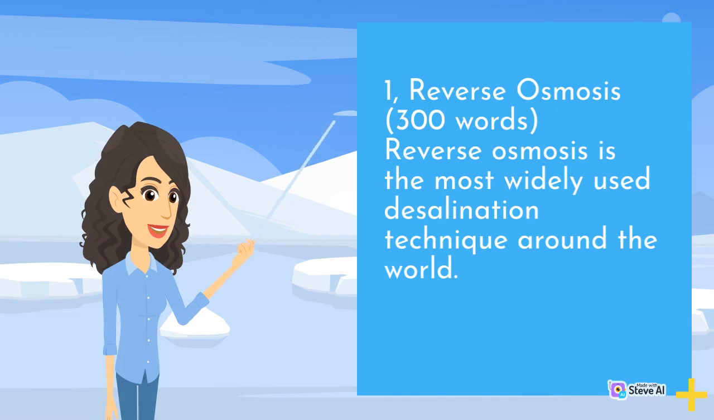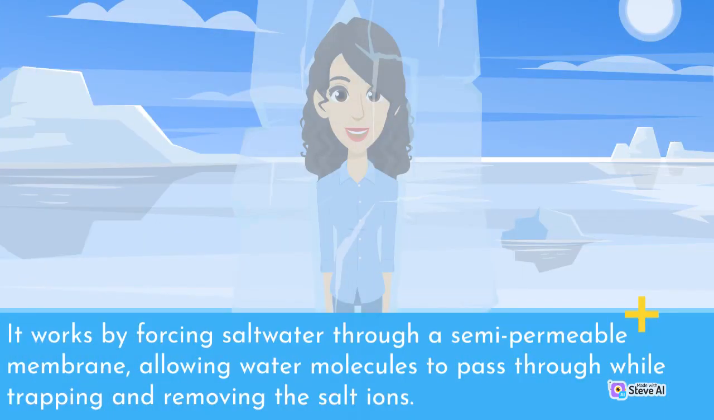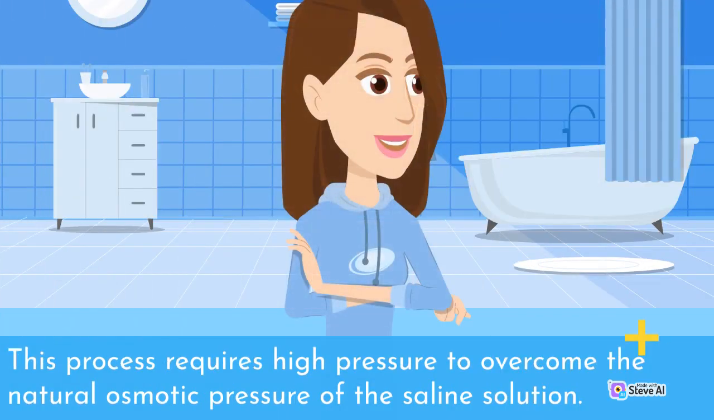1. Reverse osmosis. 300 words. Reverse osmosis is the most widely used desalination technique around the world. It works by forcing salt water through a semi-permeable membrane, allowing water molecules to pass through while trapping and removing the salt ions. This process requires high pressure to overcome the natural osmotic pressure of the saline solution.